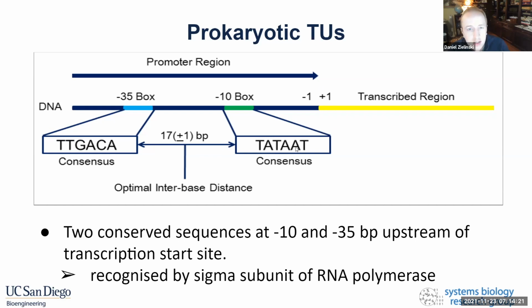And different sigma factors can have different binding specificities, and that helps to determine where in the genome they get recruited to and which genes they actually help to initiate transcription for.